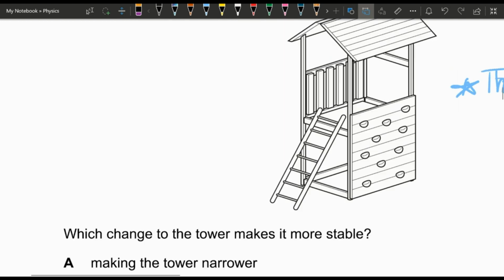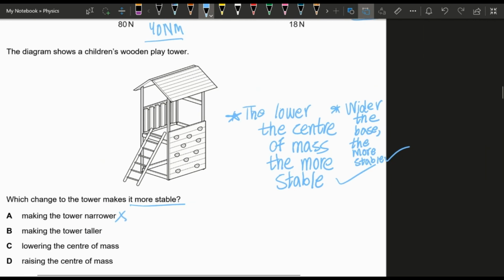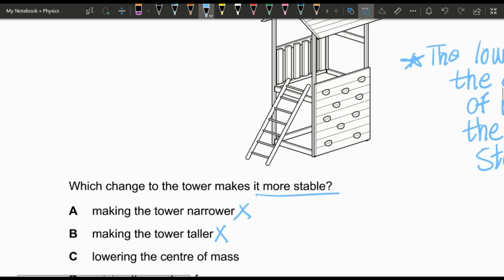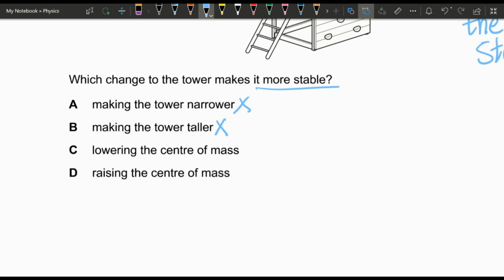So now let's look at this. What change to the tower makes it more stable? Making the tower narrower? No. Why? Because the wider the base, the more stable, not narrower. Making the tower taller. If you make the tower taller, the center of mass will rise. Hence, no. Raising the center of mass, no. I said lower the center of mass, lowering the center of mass. So this is the correct option.